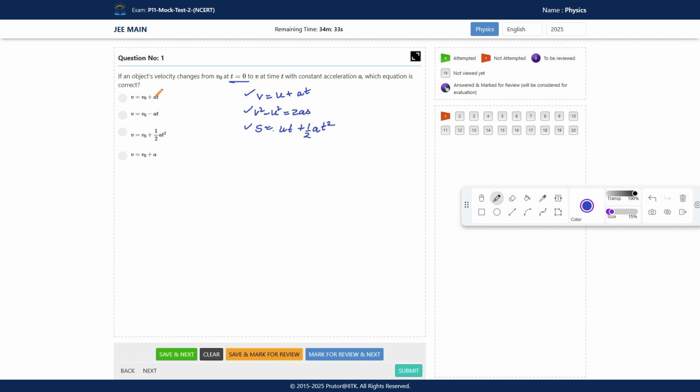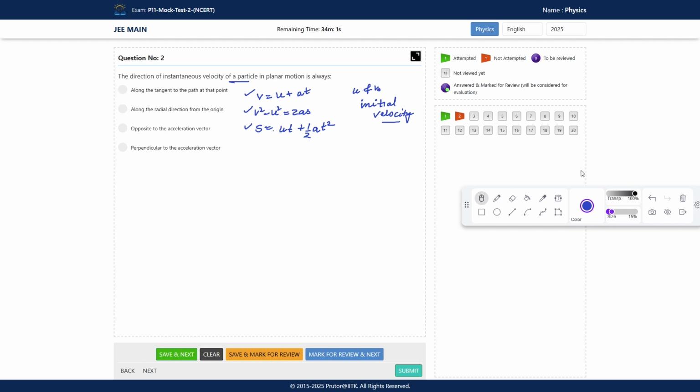v is equal to v naught plus at. Here u and v naught both are initial velocity. So which one is correct? First one. Second question.